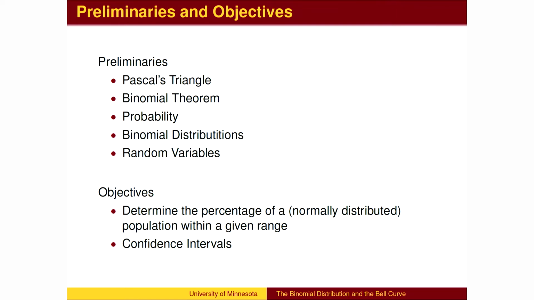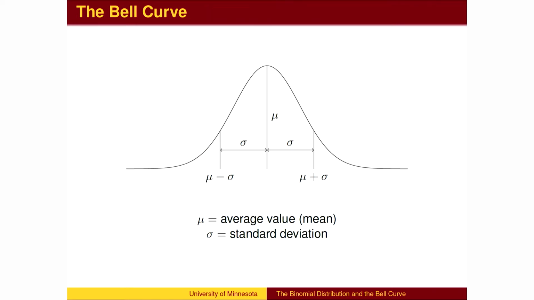In this lesson, we will use the bell curve to compute the percentage of a population within a given range and calculate confidence intervals. The bell curve is important in the study of probability and statistics because it appears in a wide variety of applications. We will present its development here as the limit of a large number of coin flips.